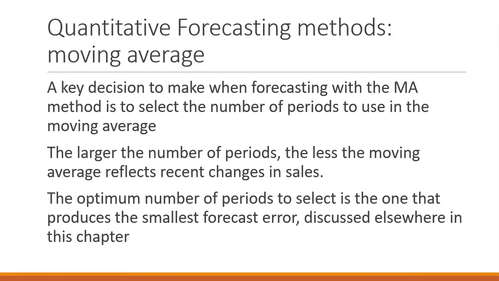The one main decision that we need to make with the moving average is how many months do we use? The more months we use, the less the moving average reflects very recent changes in sales. The optimum number of periods to select is the one that produces the smallest forecast error, or the amount that we're off. As we increase the number of periods, using 5 months, 6 months, 12 months, we start increasing the forecast error that we're going to receive.